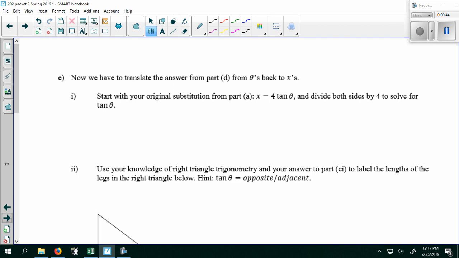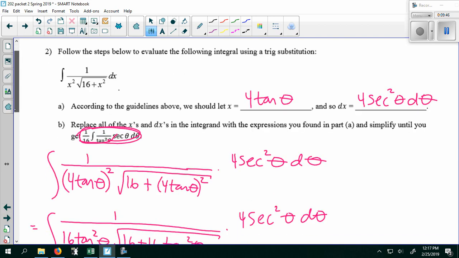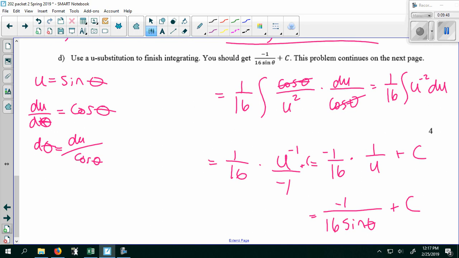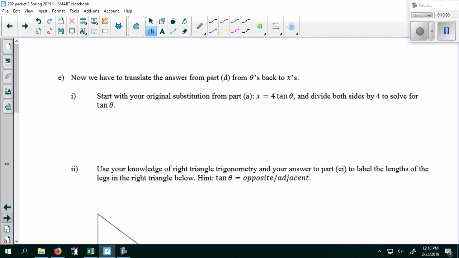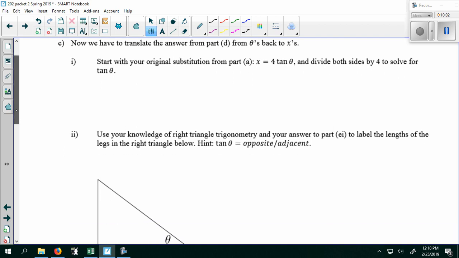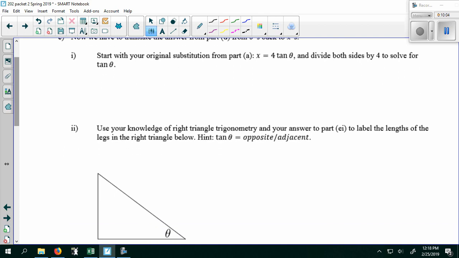Okay, so now we have to translate the answer from thetas back to x's, right? I've done the integration step. I took an antiderivative, but the answer I came up with has thetas in it, and I need it to have x's in it because that's what my original integral had. So we start with our original substitution that x equals 4 tan theta, divide both sides by 4, so we get tan theta equals x over 4.